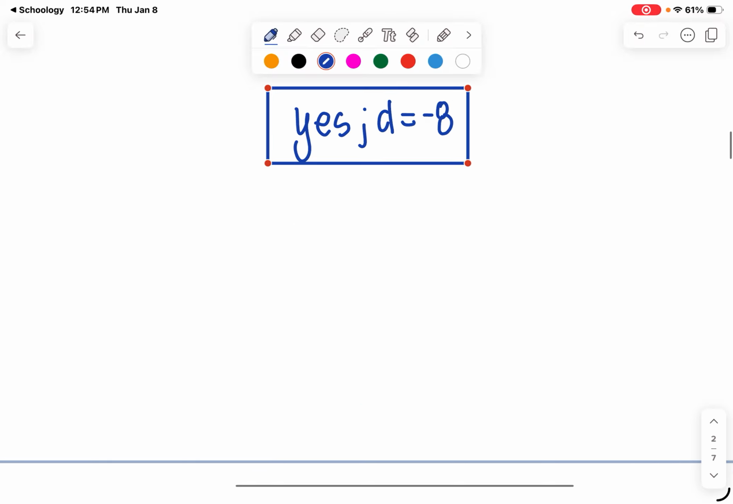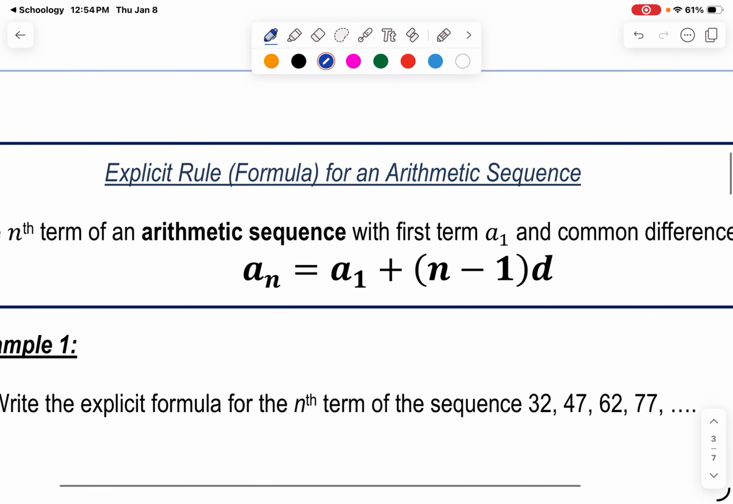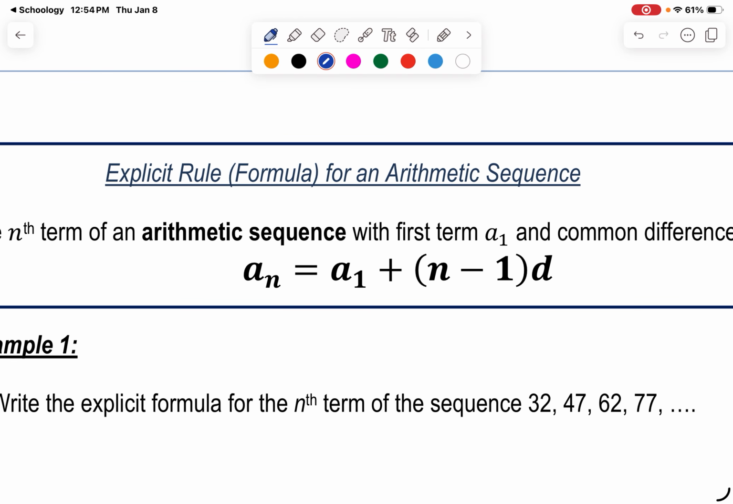Okay, let's go ahead and move on to how we will be writing an explicit rule or formula. Okay, it's called a rule, it's called a formula. I call it both, right? I'll say write a rule, write a formula for an arithmetic sequence.